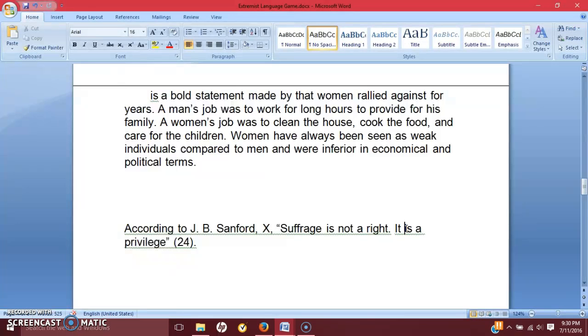So suffrage is not a right, it is a privilege. So let's see, suffrage is not a right, suffrage is a privilege. It's such a short quote, I'm trying to think the best way to take out information. It's a privilege. Okay, so let's say we just want to condense our word count.